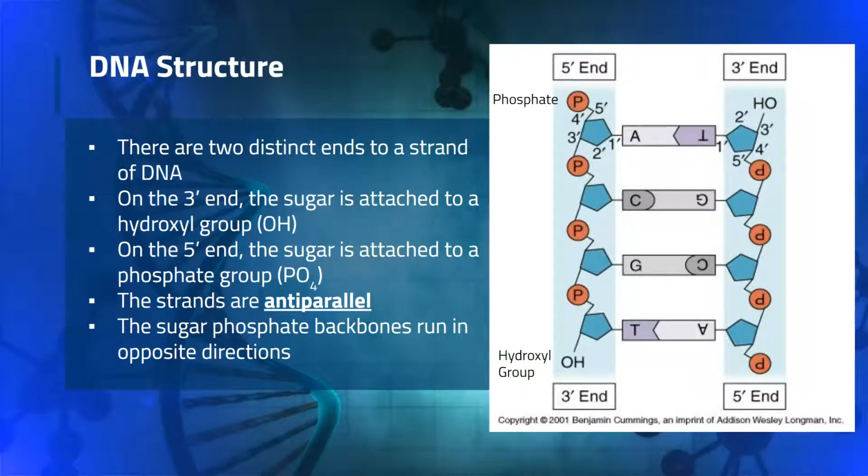Something you should notice about the 5' and 3' ends is that they run in opposite directions. If we look at the left side of DNA, it runs 5 at the top to 3 at the bottom. The other side goes 3 at the top to 5 at the bottom. So those two strands of DNA are running in opposite directions. We call that anti-parallel. So you can describe the two strands of DNA as anti-parallel because the two strands run in opposite directions. One goes 5 to 3 and the other one goes 3 to 5.